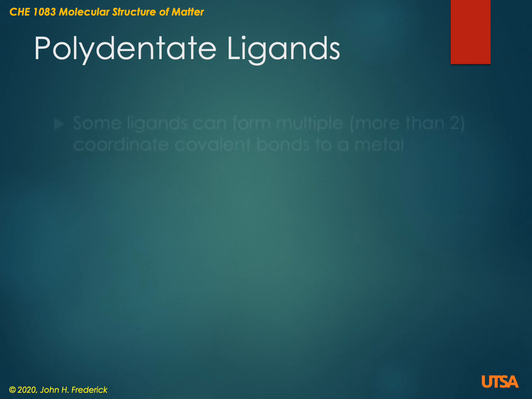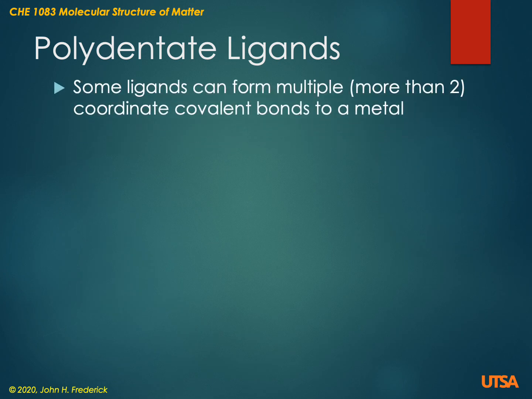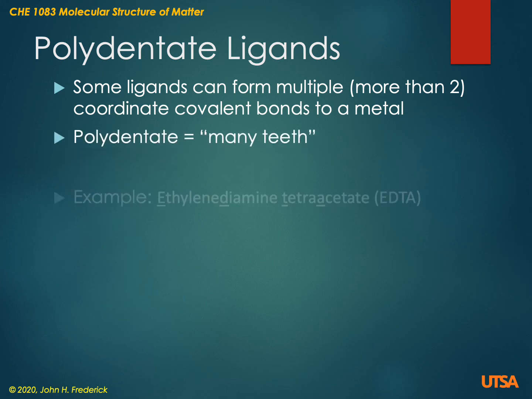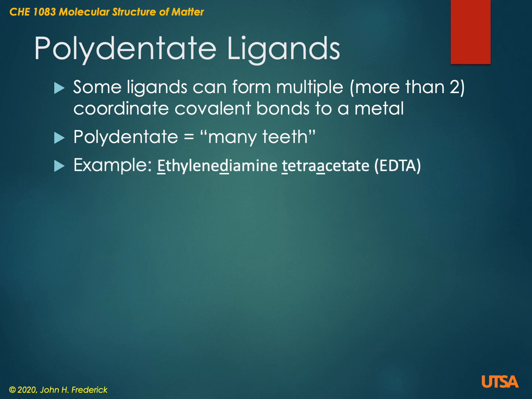There also can be polydentate ligands, some that form more than 2 coordinate covalent bonds to a metal. And polydentate, again, is from Greek roots that means many teeth. I think the most common of these is ethylenediamine tetraacetate, and we won't use that full name all the time. We'll call it EDTA. Now, it's based on ethylenediamine, which remember was a bidentate ligand, but now we're going to add some acetate linkages to it.